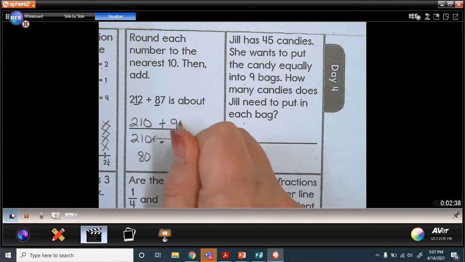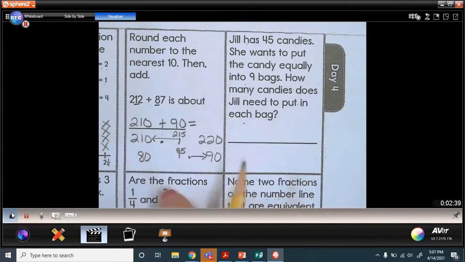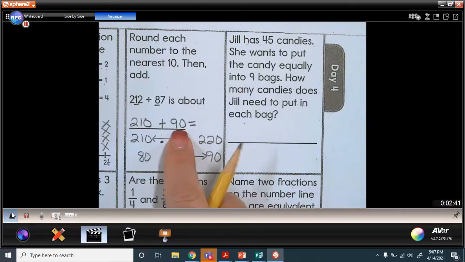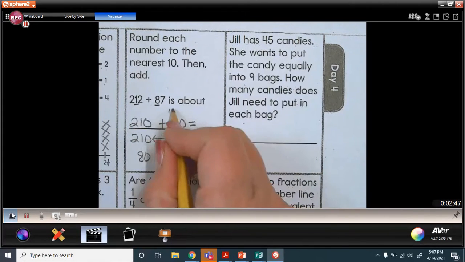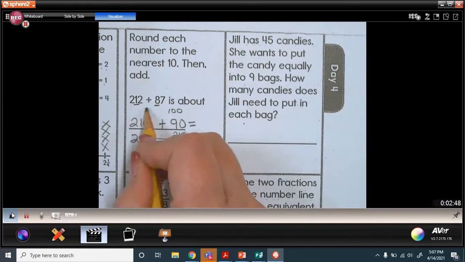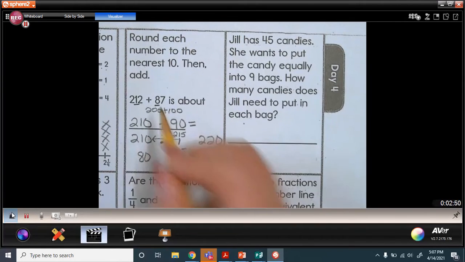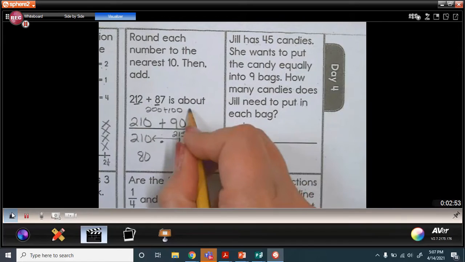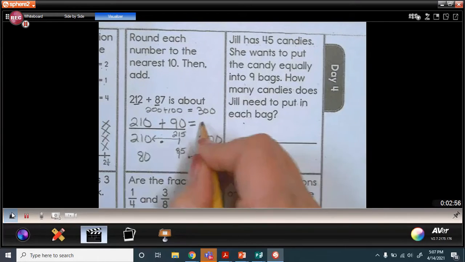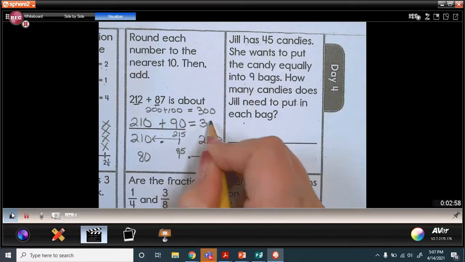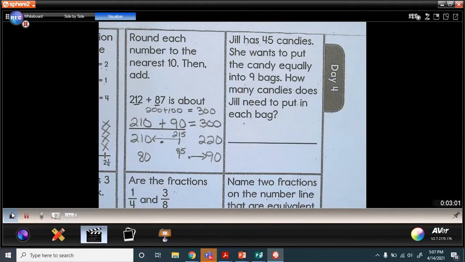I'm already adding these in my head. So we have a 10 and 90. 90 and 10 more makes a new 100. And 200 plus that 100 that we just added is going to make 300. Okay, so the sum of our estimate, or our rounded numbers, is going to be 300.